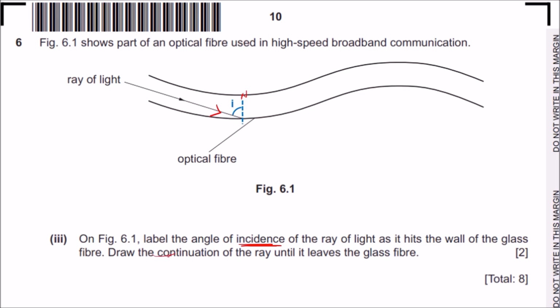We move on to part 2. We want the continuation of the ray until it leaves. How does the ray continue? TIR, total internal reflection, will be taking place according to the laws of reflection. In other words, at every point of incidence, the angle of incidence must be equal to the angle of reflection. So by eye observation, the marker should see that the angle of incidence is equal to the angle of reflection until it comes out. This is by eye observation. With this, we would have wrecked all the 2 marks.